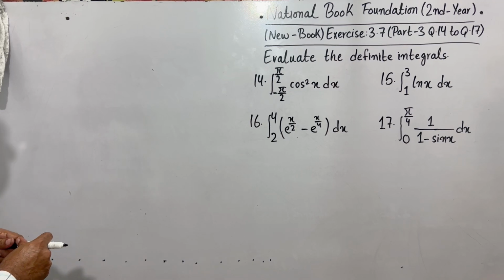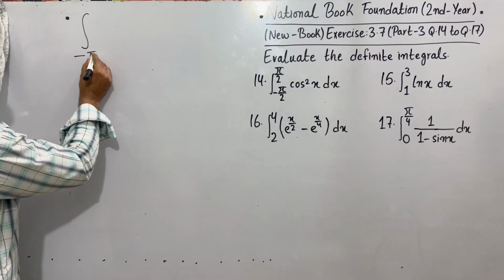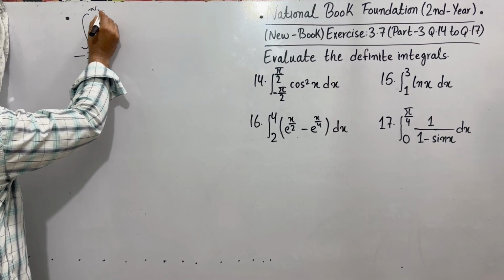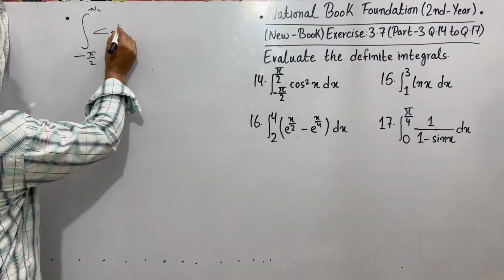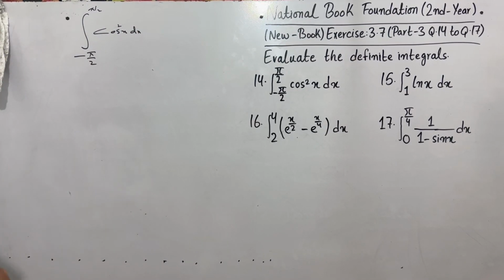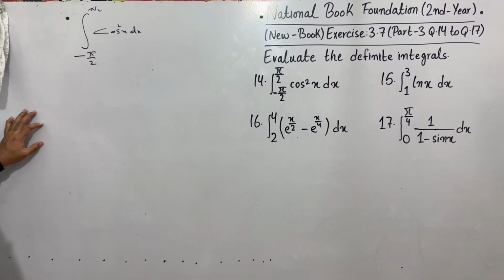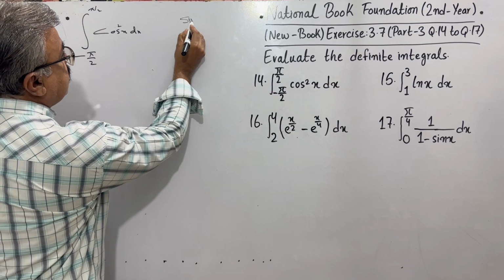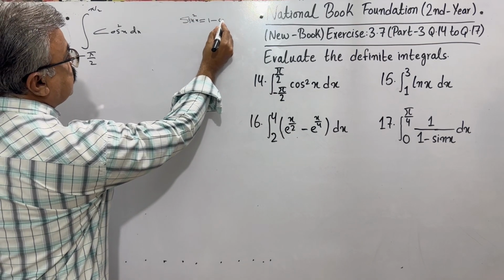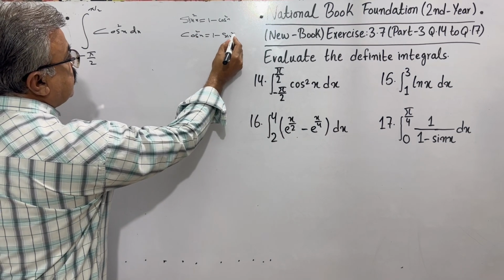Without wasting time, let's start with question number 14. Our limits run from minus pi over 2 to positive pi over 2. I call them symmetrical limits: cos square x dx. To integrate trigonometric functions, we have different strategies for sine and cos when they have even and odd powers. For odd powers, we utilize the identities sin square x is equal to 1 minus cos square x and cos square x is equal to 1 minus sin square x.